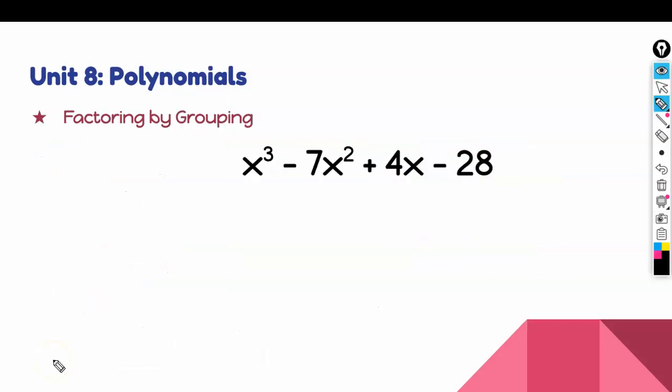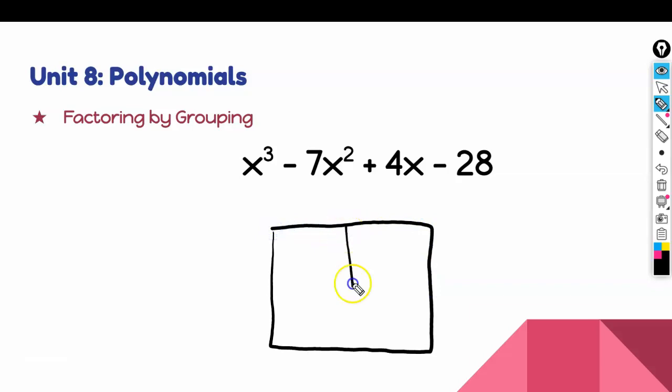All right, factoring by grouping. Now this is one of your free response questions, factoring by grouping. If I see 4 terms like this, it's a factoring by grouping problem. So I start out by drawing the box. And I just put these terms inside of the box.